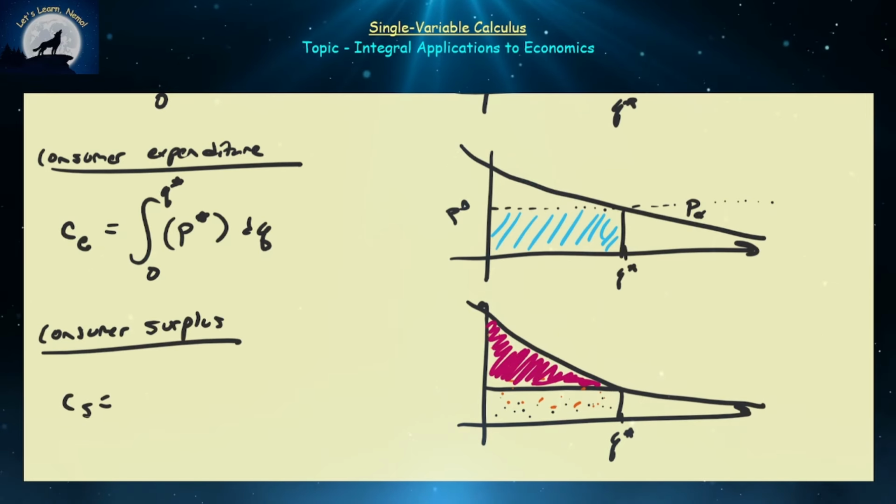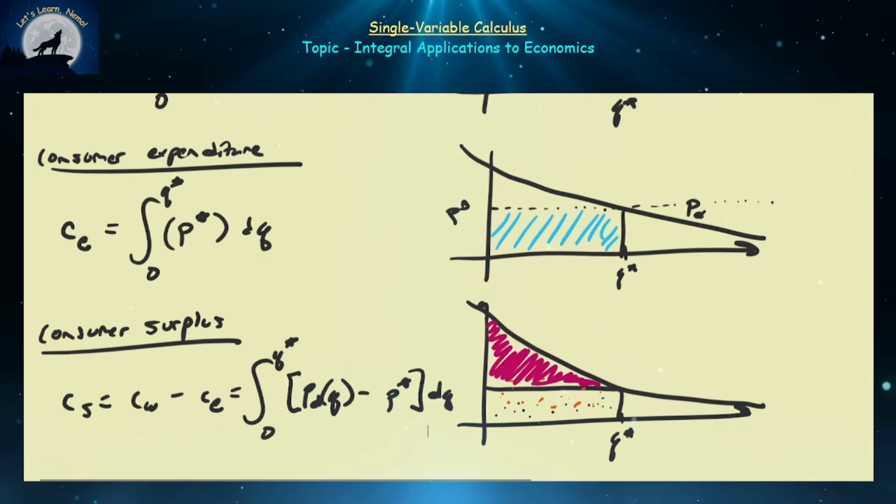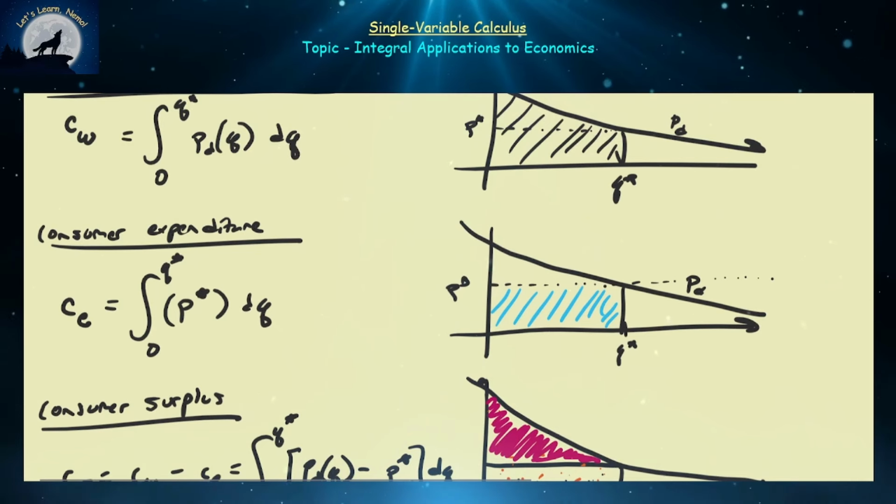So CS obviously would be CW minus CE, which, if we represent that in integral notation, is the integral from 0 to Q star of our demand curve, P of Q, minus P star dQ. Obviously, you're going to get a negative value if you flip these around, but keep in mind P star is the area underneath, P of Q is the entire area underneath, and the area between these two curves is therefore P of Q minus P star. So that's what we refer to as the consumer expenditure, consumer surplus, and the consumer's willingness to spend.